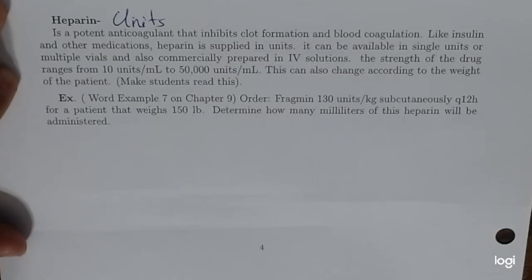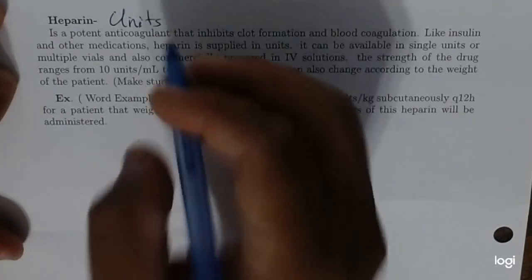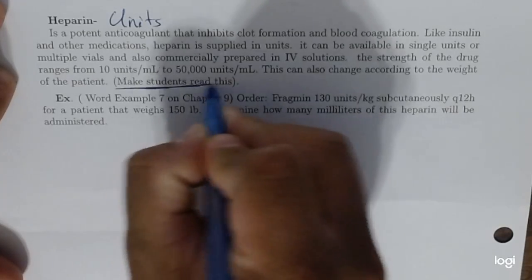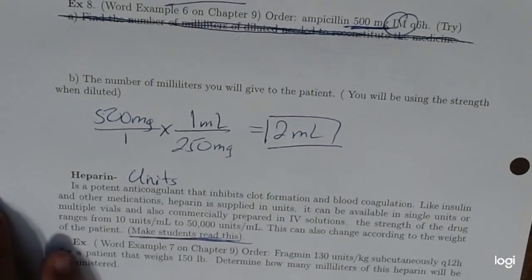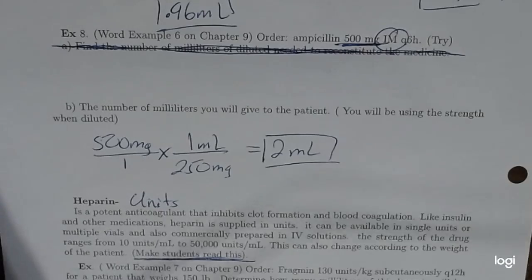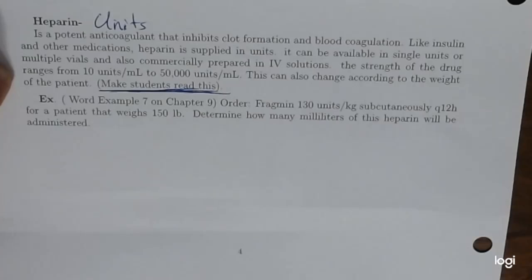The strength of the drug ranges from 10 units per milliliter to 50,000 units per milliliter. This can also change according to the weight of the patient, okay. Now, also again, on that same page, this is also going to be in there, okay, according to pages and stuff like that. So just be worried about that kind of thing. So let's do the last example here based on this. And again, nothing really brand new. We're just talking about a different type of portion with units. Okay, so number 7, example 7.